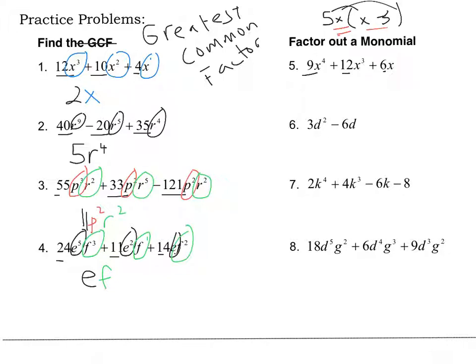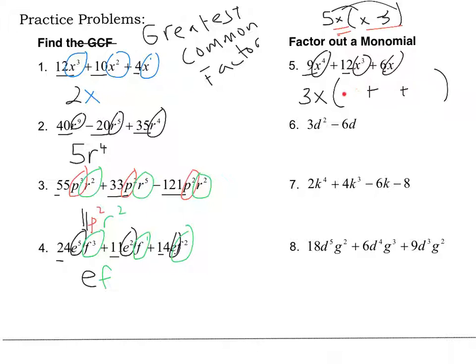So number 5, you could take out a 3 and an x. So you put the GCF on the outside, then I do parentheses, then I do 2 plus signs because this problem has 2 plus signs. So I have to fill in this spot, and this spot.